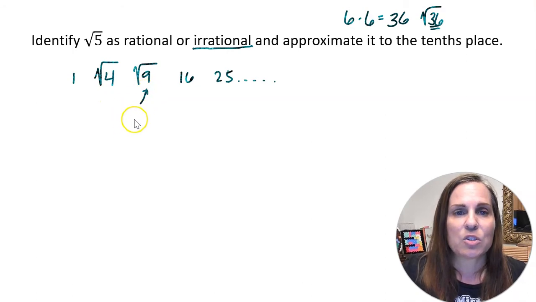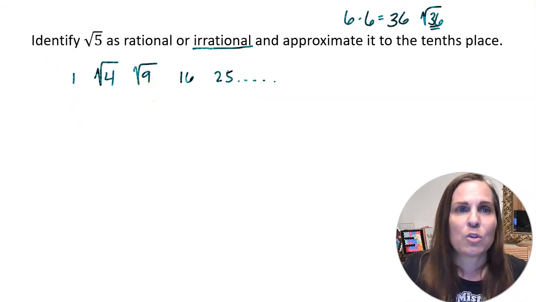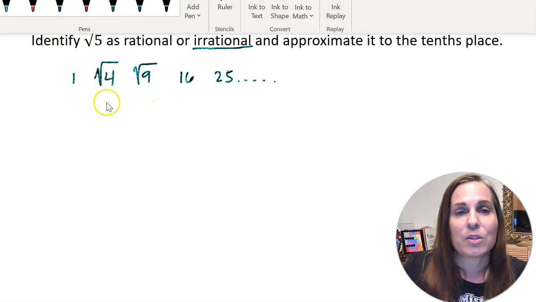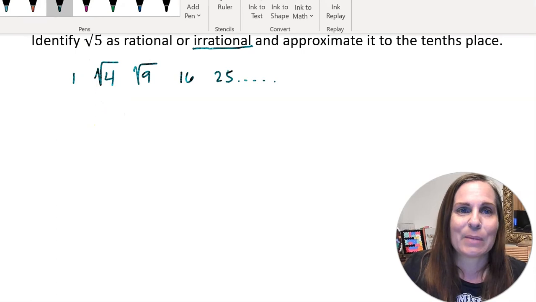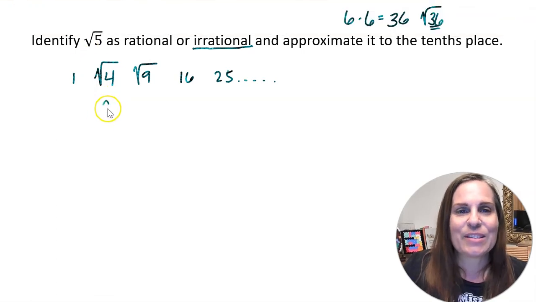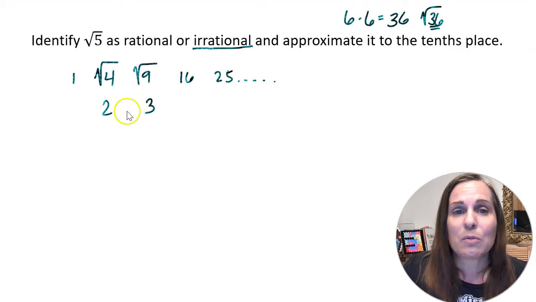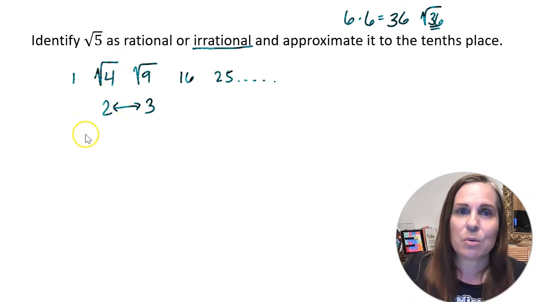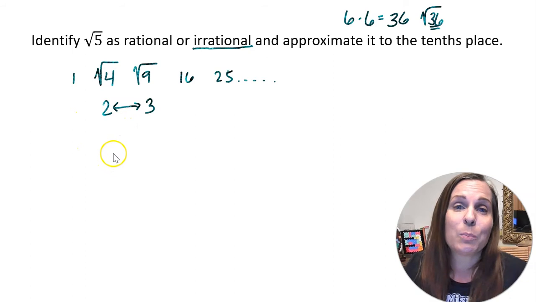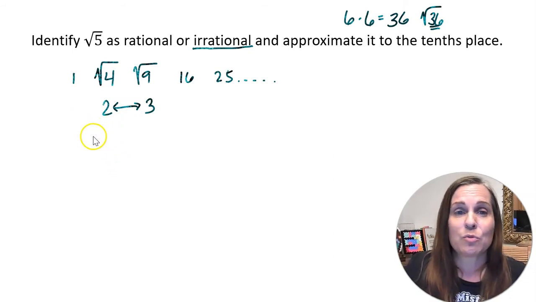Let's look at what these square root values are. The square root of 4 is 2, and the square root of 9 is 3. So the square root of 5 is between 2 and 3, but like we said, 5 is much closer to 4, so it's closer to 2. So I would probably start with trying 2.1 or 2.2.